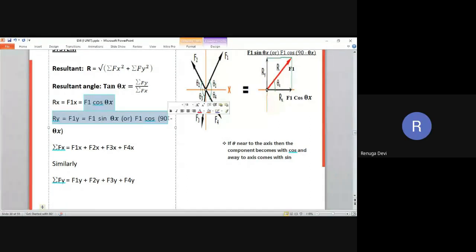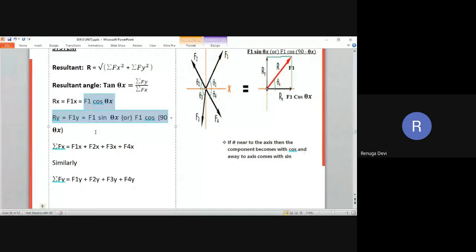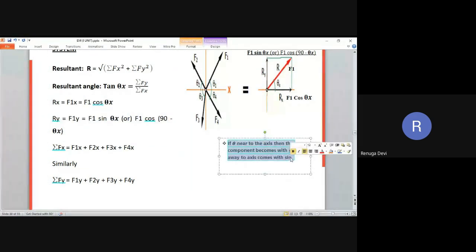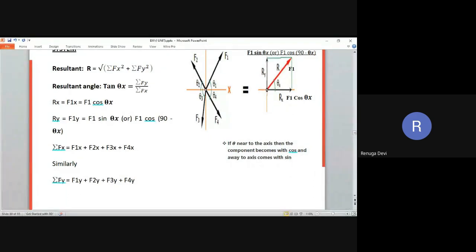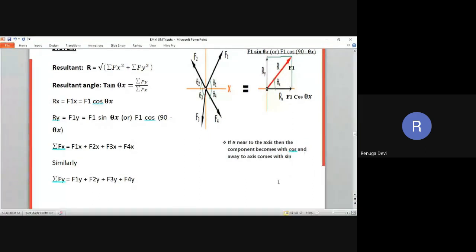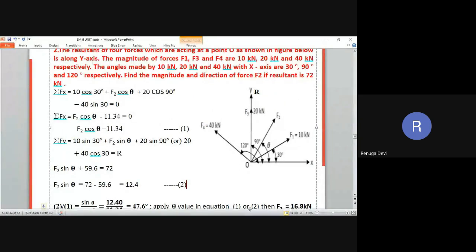So you can see F1 cos theta x, as well as F1 sin theta x. This is very important to understand in order to resolve all the forces. F1 sin theta and F1 cos theta. Sometimes you will get confused with this. For that, I have already given a simple clue: if theta is near to the axis, cos; if theta is away from the axis, sin. Keep that in your mind. That one thing is more than sufficient to resolve all the forces.